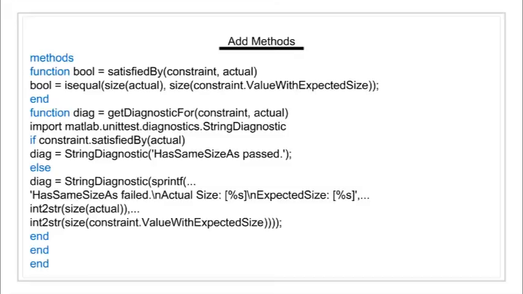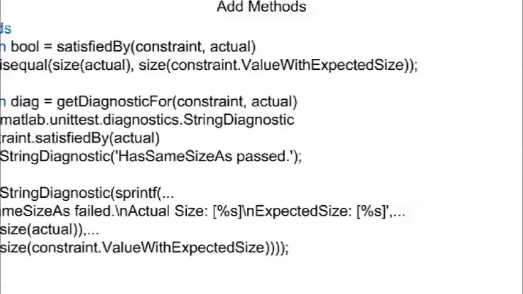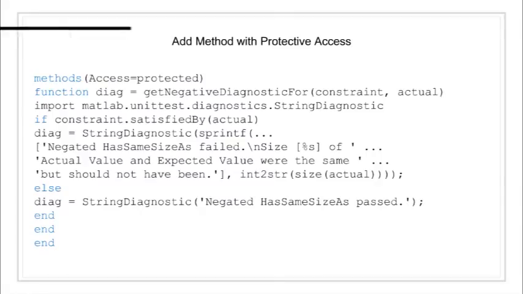Here I have done the same. In the get diagnostic for method, I have returned the appropriate string when the test case is passed and failed, and in the satisfied by method, I have passed the Boolean value of pass and fail. I have also added a get negative diagnostic for method in the method block with protected access.